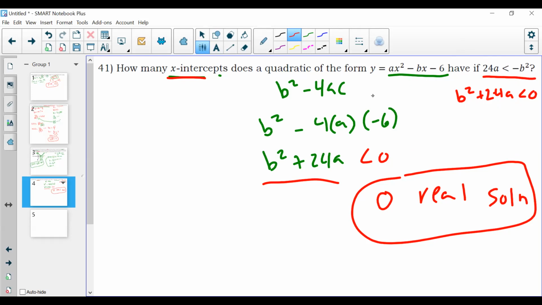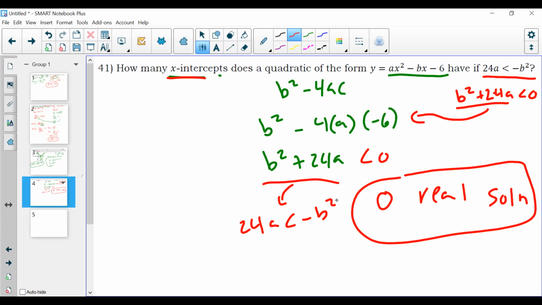Because y equals ax squared minus bx minus 6, this is the discriminant right here. When I fixed it, it is the discriminant of the y equals. It's the same discriminant that I have. All they did was take this discriminant right here and say, well, if I subtract b squared to the other side, I get this.